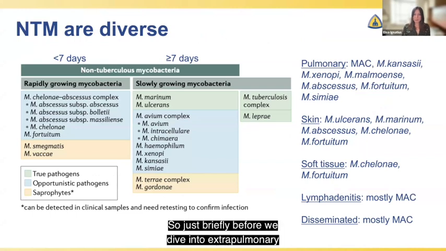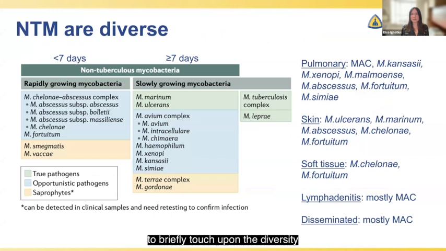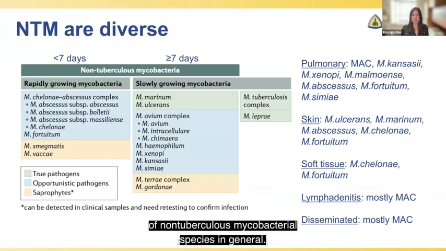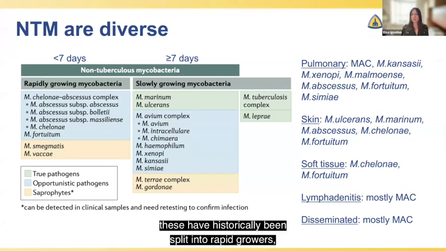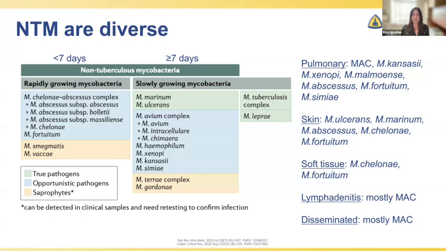So just briefly, before we dive into extrapulmonary specifically, I think it's important to briefly touch upon the diversity of non-tuberculous mycobacterial species in general. As many are likely aware, these have historically been split into rapid growers, those that grow in culture in fewer than 7 days, versus slow growing species, which take 7 or more days to grow. And you can see that split here on this chart.